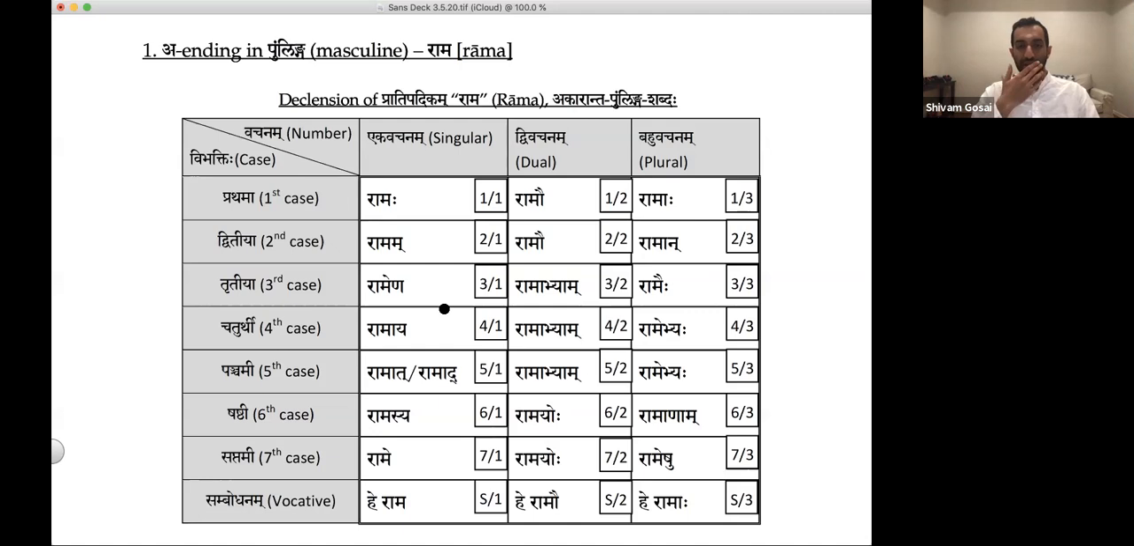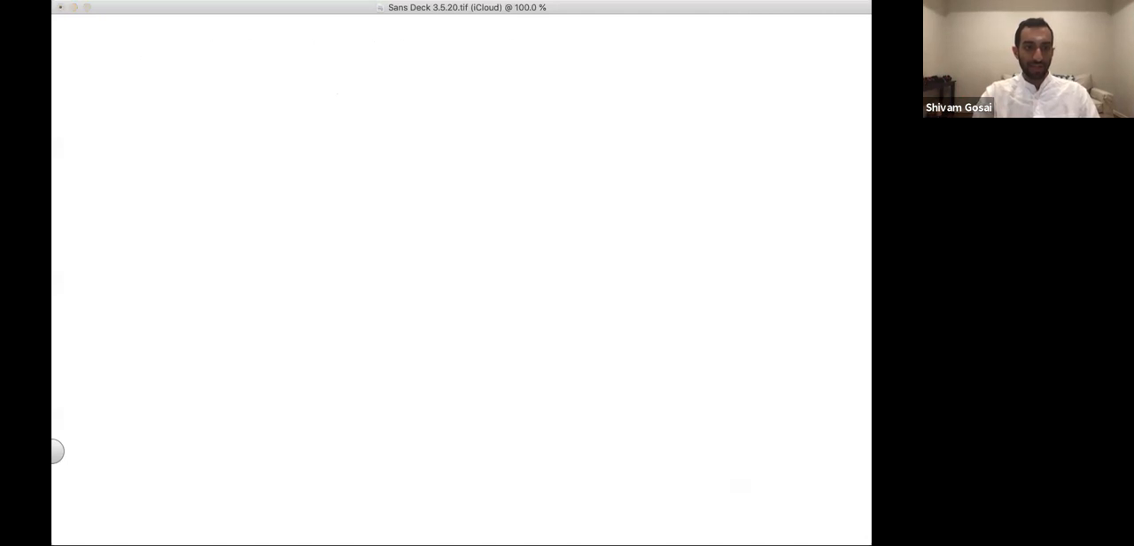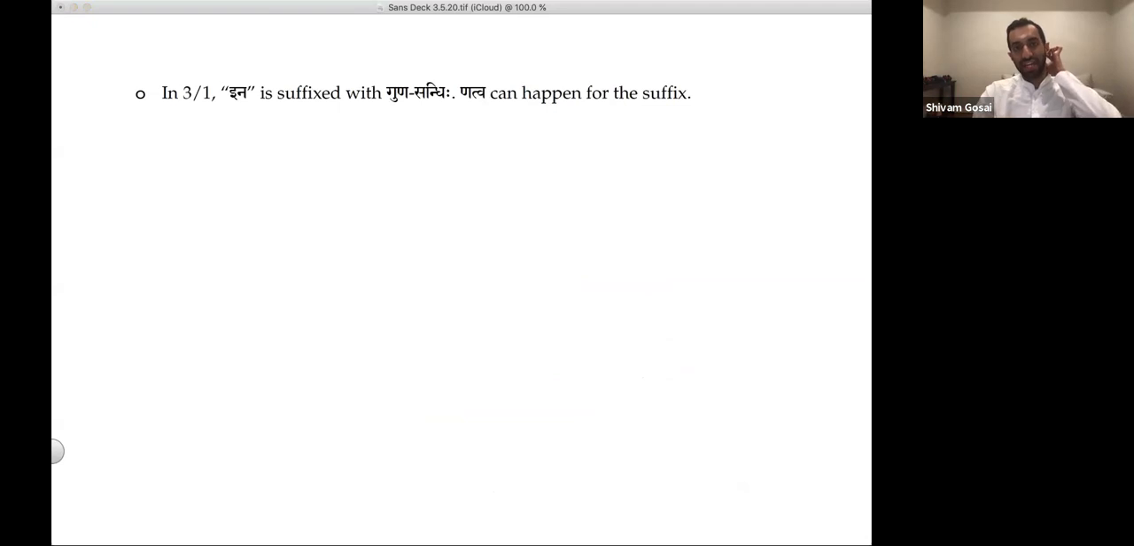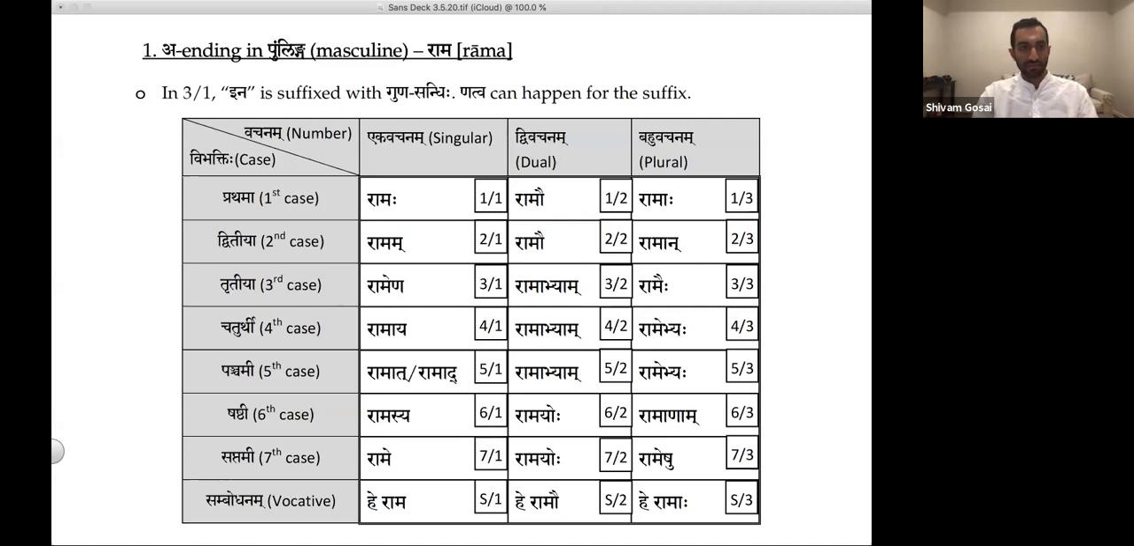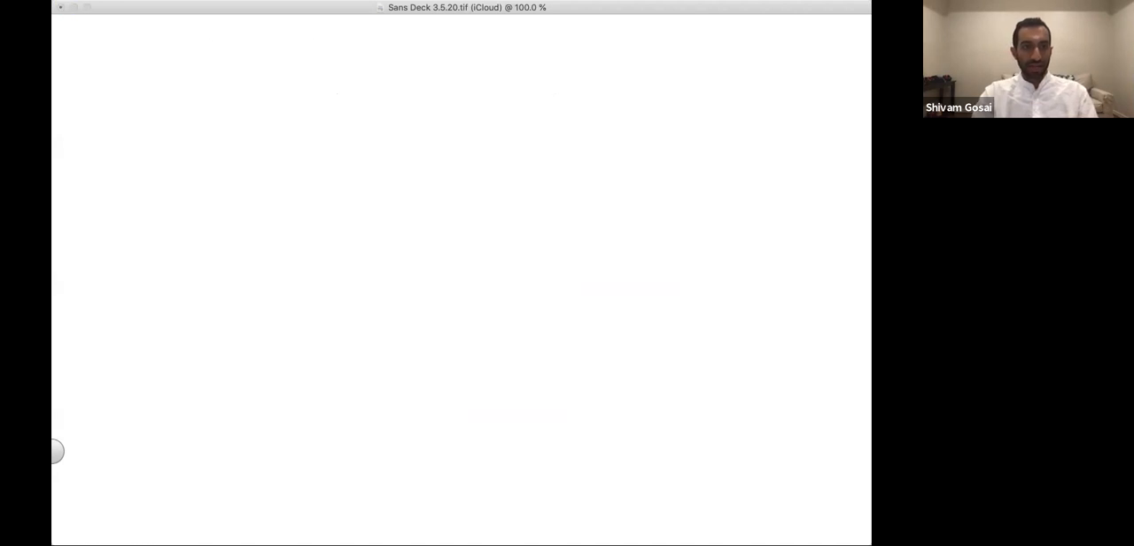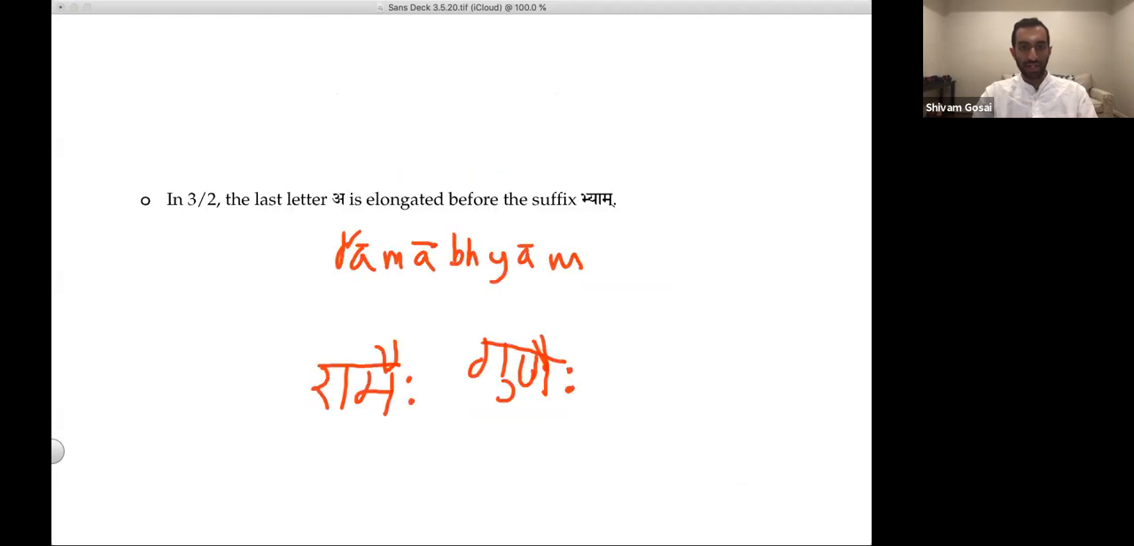Just to remind us, in the third case we see Ramena, Ramabhyam, Ramaihi. In 3-1, we add the suffix ina. So Rama plus ina becomes Ramena, and then the Nakara becomes Murdanya Nakara, so it looks like Ramena. And then in 3-2, the last letter is elongated before the suffix bhyam. So we get Ramabhyam.